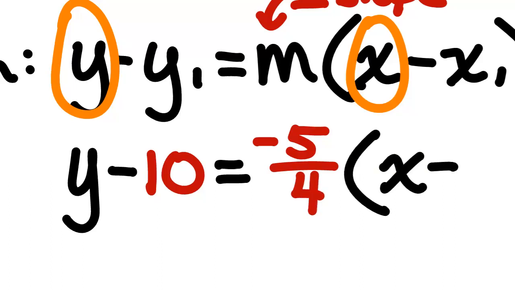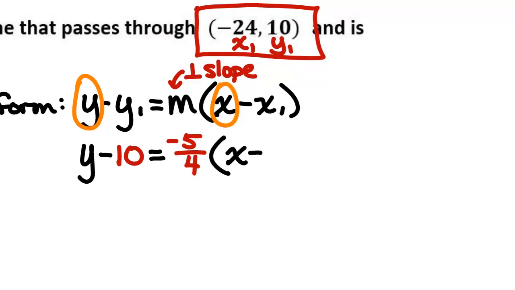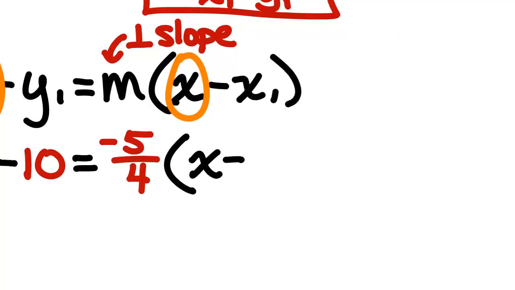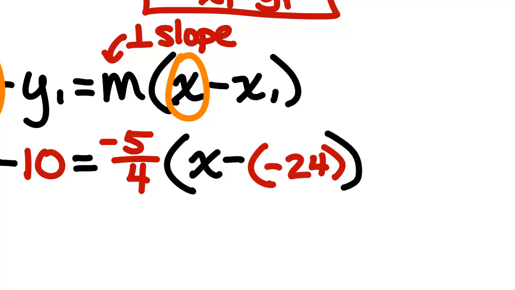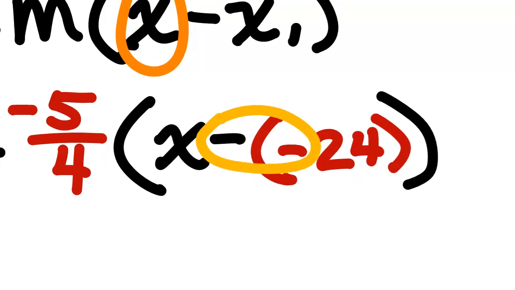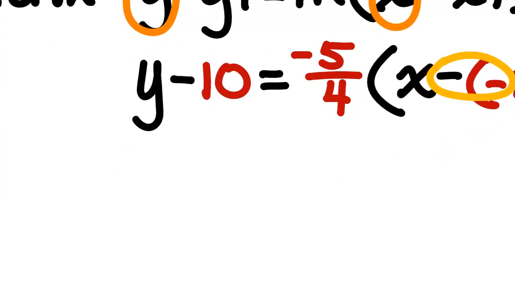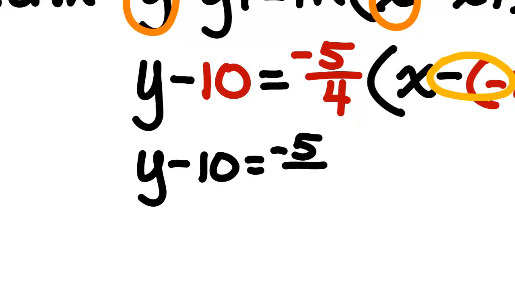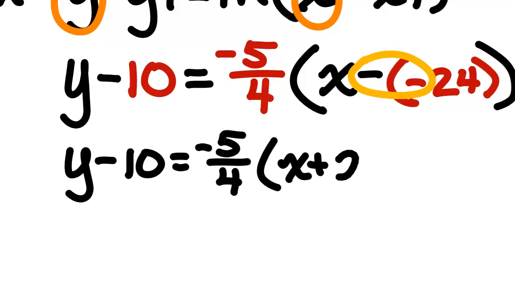Parentheses x minus, what was the x part of the ordered pair they gave us? Negative 24. I already have subtraction there, so I need to make sure to put the negative 24 inside parentheses. What happens when I subtract a negative? It turns into a positive, so that's going to turn into a plus. Y minus 10 equals negative 5/4 times x plus 24.